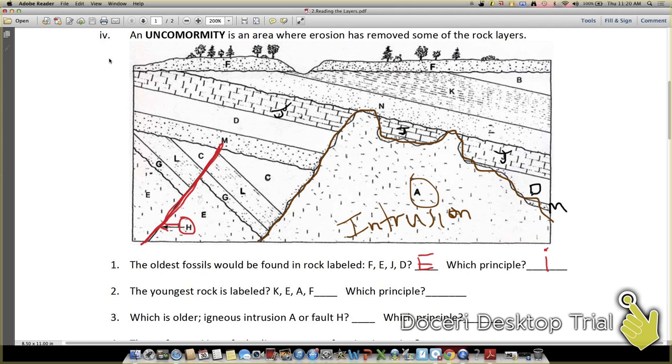Jamil, quiet. Jamil, I said quiet, Jayla. We're quiet now. Jamil, the youngest rock is labeled K, E, A, or F.